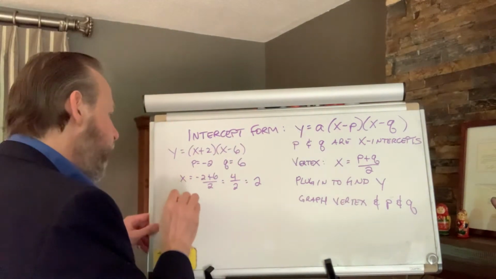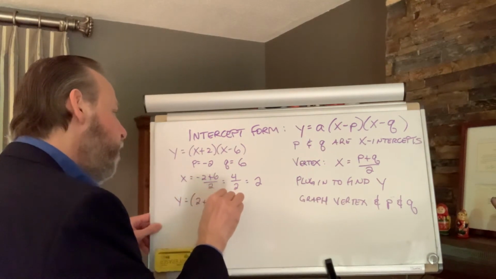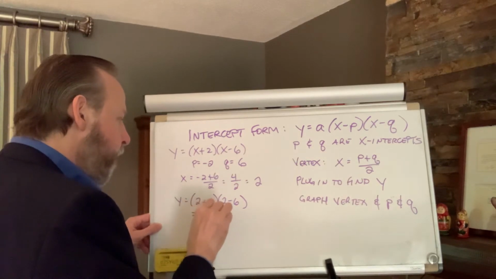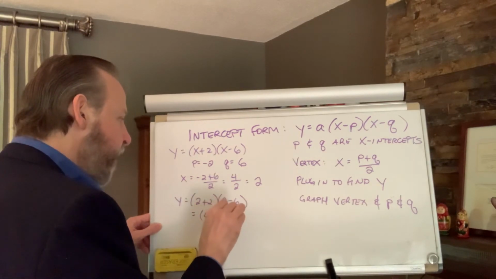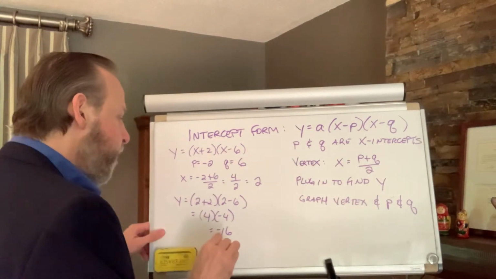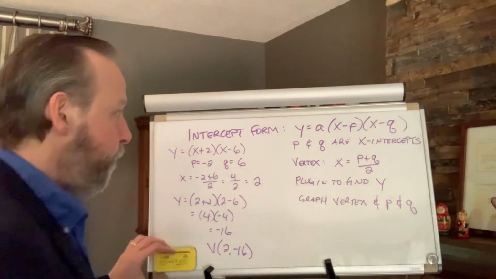So I found the x value of the vertex. Now I have to plug it in to find out what the y value is. So when x is 2, 2 plus 2 is 4, and 2 minus 6 is -4. It's -16. So the vertex for this parabola is 2, -16.